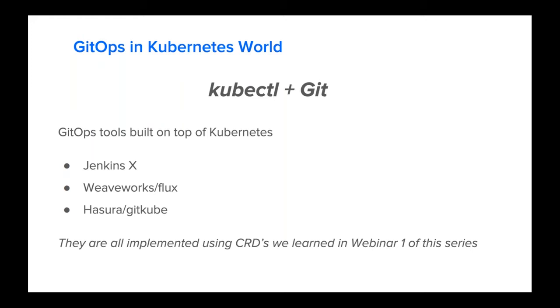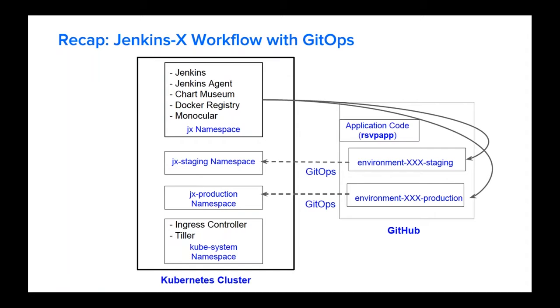So that's the gist of doing GitOps in Kubernetes. To recap, we talked about GitOps in our second webinar when we covered Jenkins X, in which we saw that whenever we make a change to our source code repository, which is the RSVP app application, we deploy the application to the staging environment. And once we are good with it, and our application looks good, we promote that application to the production environment, again with the help of a GitOps tool.